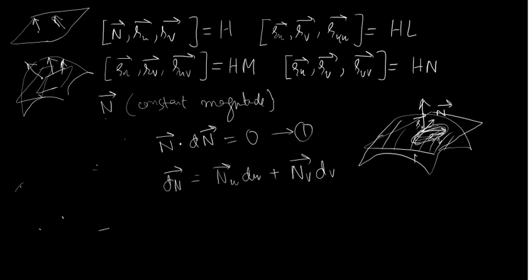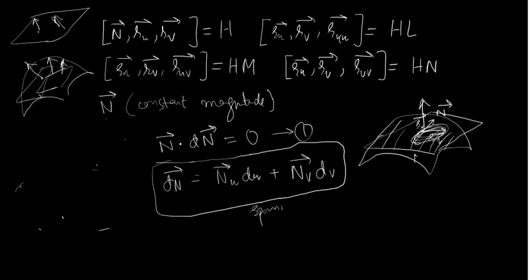Now dn is perpendicular to n, therefore this dn, whatever this is, it must lie inside the tangent plane, which is spanned by Ru and Rv. Everything can be written as a linear combination of Ru and Rv. So dn now lies inside the plane which is spanned by Ru and Rv.